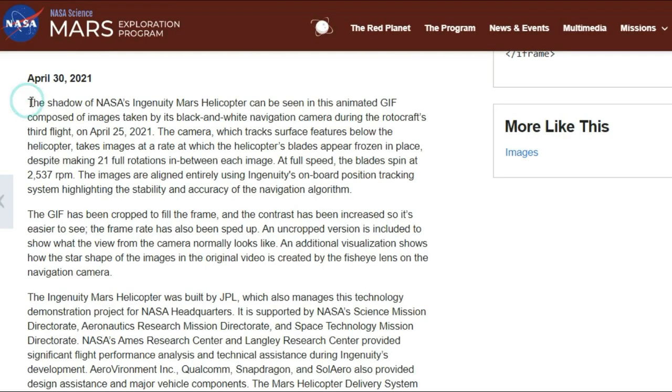The shadow of NASA's Ingenuity Mars helicopter can be seen in this animated GIF composed of images taken by its black and white navigation camera during the rotorcraft's third flight on April 25, 2021. The camera, which tracks surface features below the helicopter, takes images at a rate at which the helicopter's blades appear frozen in place, despite making 21 full rotations in between each image.